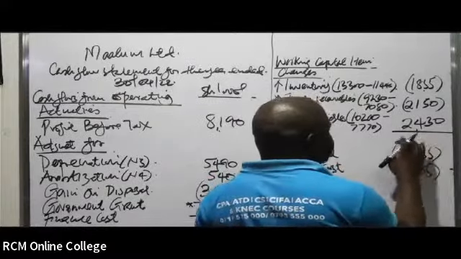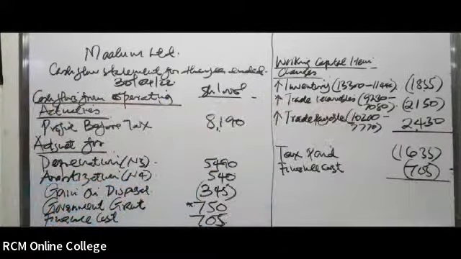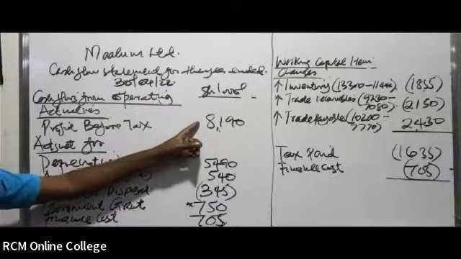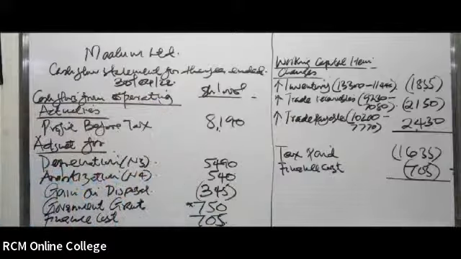So what is the figure you're getting here after you've considered the working capital? You need to add from here and work out these. The figure you should get here is 8190. Felista, what is the figure you're getting before you consider the finance cost and the tax paid? 13,755.